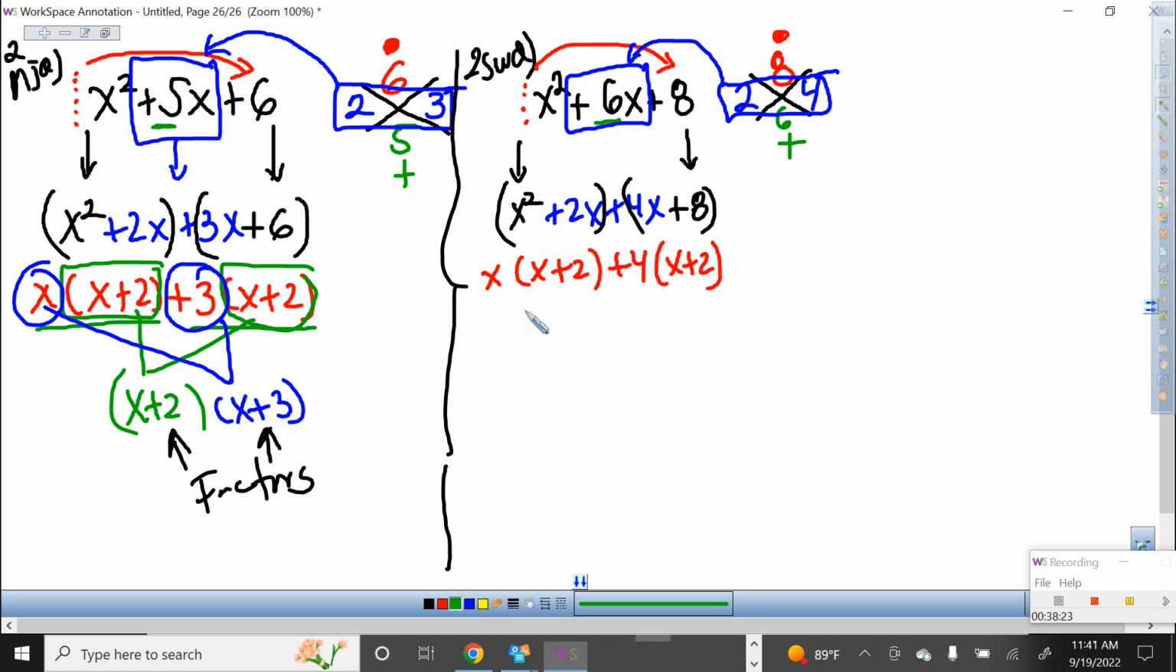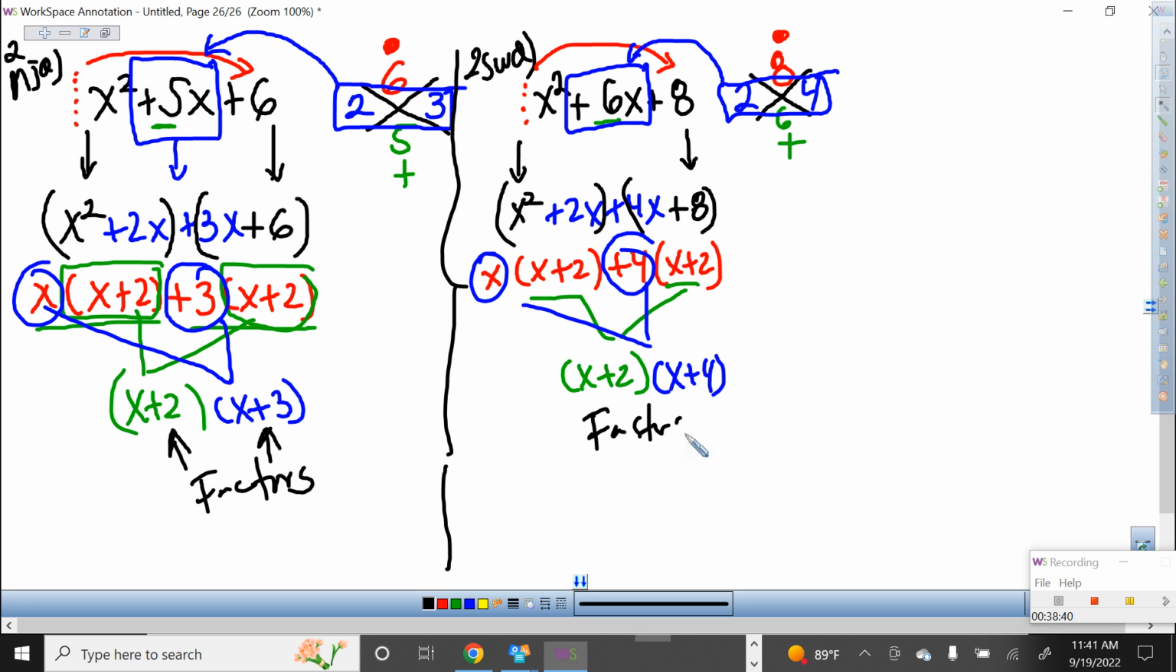So what's the same here and here? X plus 2. What's left over with the first part? X. The last part? 4. So this is x plus 4. And these are my factors.